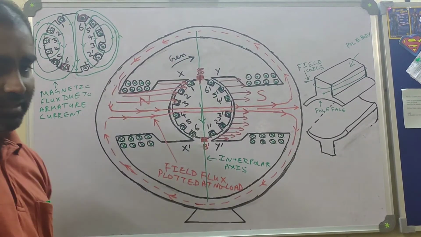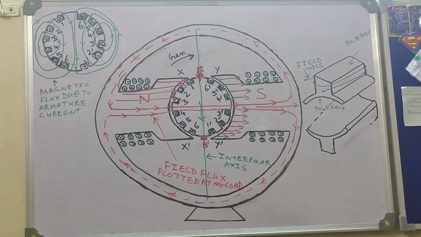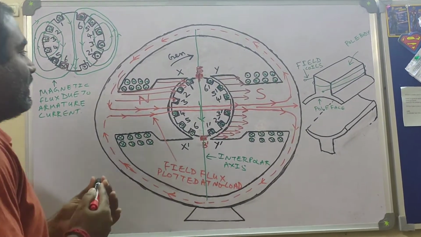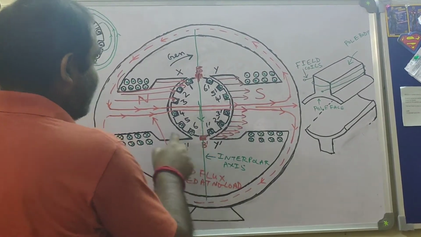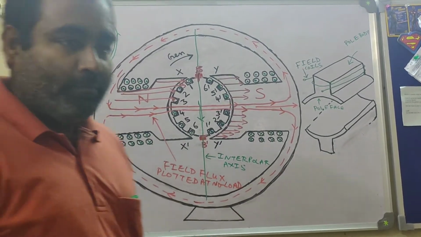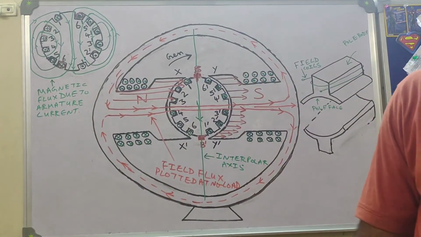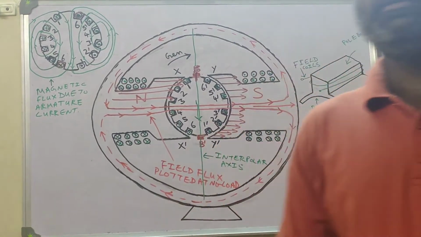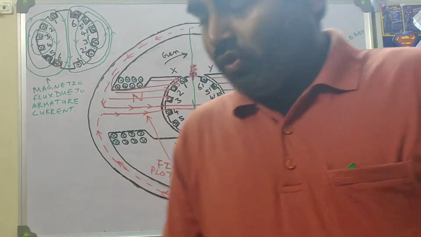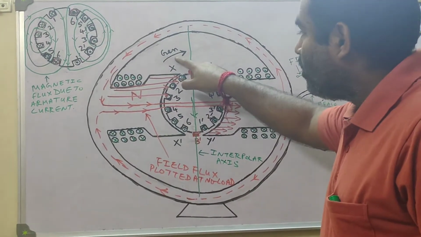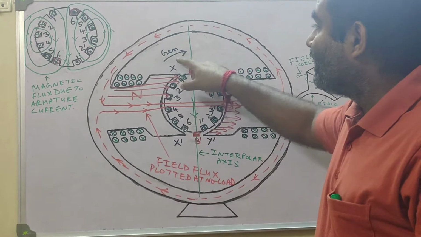Now before I tell or move further, let me remind you. I believe you have remembered that this pole tip X, Y, X dash, Y dash, they can be named as what? Either leading pole tip or trailing pole tip. But this terminology depends on whether you have taken a generating action or motoring action. So let's assume that we have taken generating action.